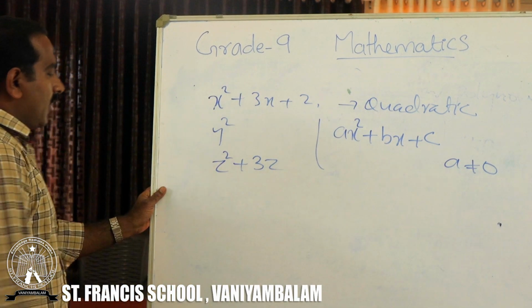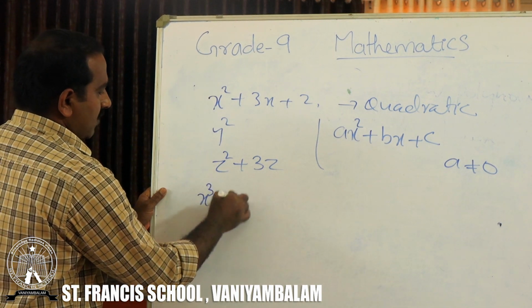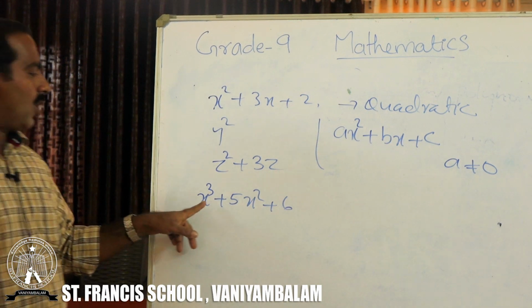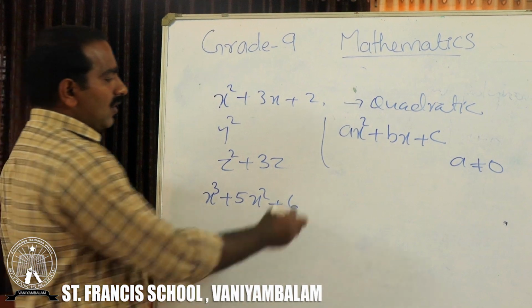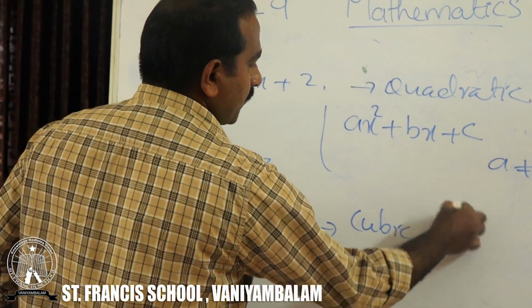Similarly, a polynomial of degree 3. An example is x cube plus 5x square plus 6. It is a polynomial of degree 3. A polynomial of degree 3 is called a cubic polynomial. Cubic polynomial.